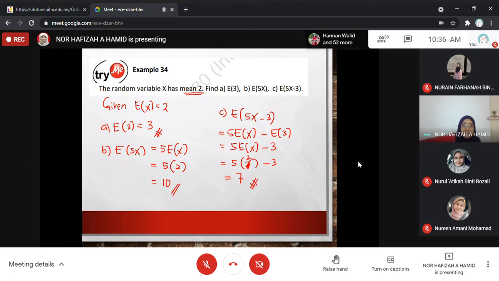So all of these I solve using the rules of expected values. So this is for example 34. Next we'll have example 35. So I want to move to example 35. So 35 includes two variables, you have X and Y.